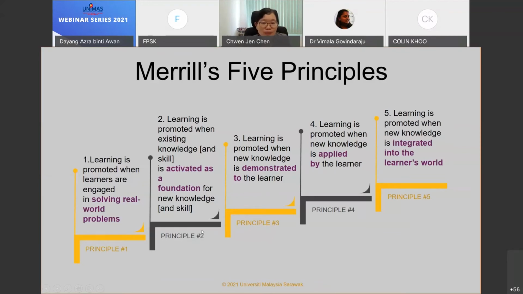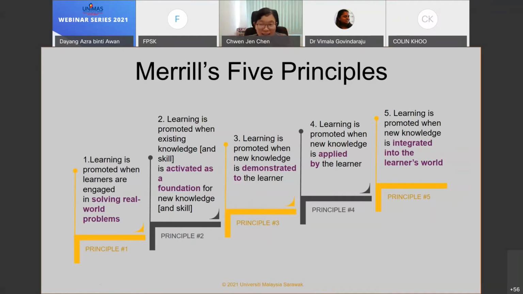So you use the principle saying that the first thing you have to think of, if you want to have problem-based learning, for instance, is that learning is promoted when learners are engaged in solving real-world problems. So you have to think of the real-world problems, right? Learning is promoted when existing knowledge is activated as a foundation for new knowledge. So you have to think of ways to help the students recall their existing knowledge. Learning is promoted when new knowledge is demonstrated to the learner. So you must think of some way so that the knowledge can be demonstrated.